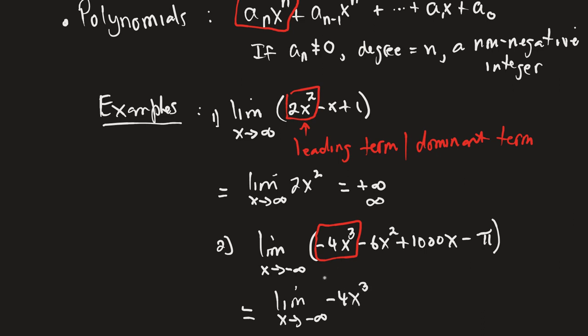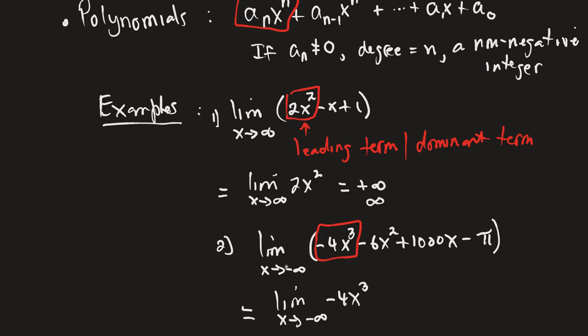And again, I want to point out something key. The function negative 4x cubed minus 6x squared plus 1000x minus pi is not the same as the function negative 4x cubed. It just, I mean, it just isn't. But what we're saying is, when our independent variable is getting very large in a negative way, or even in a positive way, it's the dominant term, that leading term, that affects the behavior of the function, right?